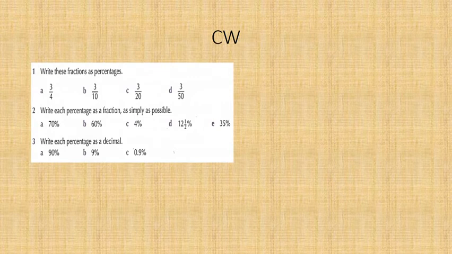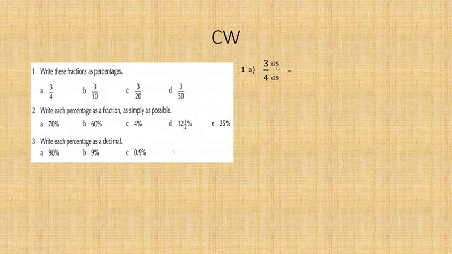Okay, so first question, write these fractions as percentages. So the first one here, I have 3 over 4. To make it a percentage, I have to make sure that the denominator is going to be 100. So how to change this 4 into 100? Yes, by multiplying by its best friend. So the best friend of 4 is going to be 25, and whatever you're doing down, you have to do up. So I will multiply by 25 up.